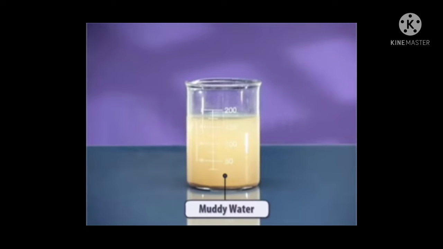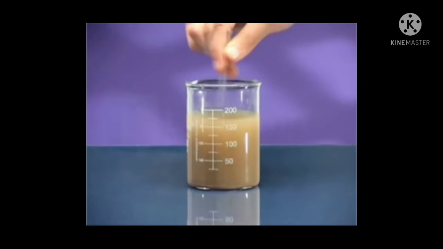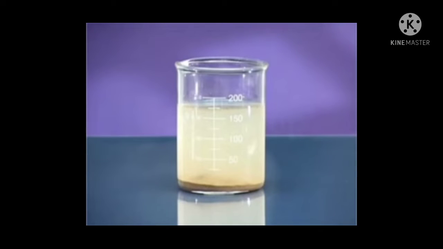Take some muddy water in a beaker. It is a mixture of sand and water. Stir the mixture well and leave to settle for half an hour. The mud settles down at the bottom of the beaker by the process of sedimentation.